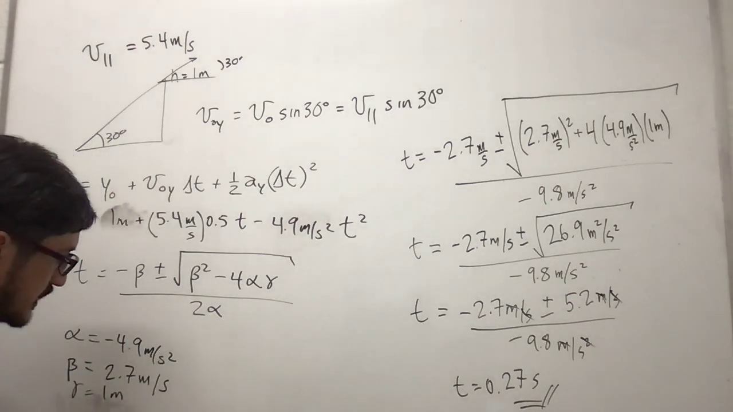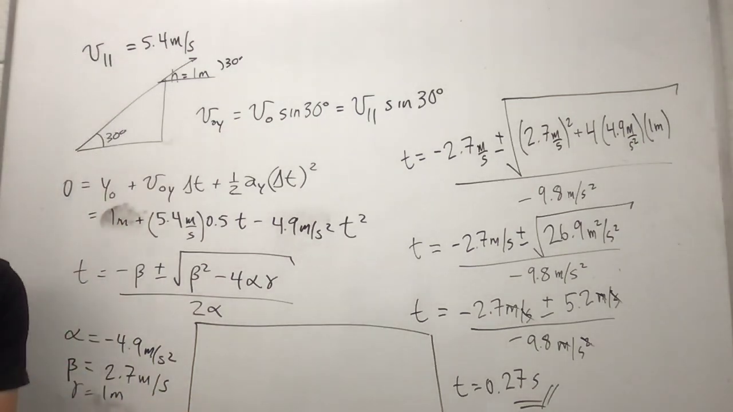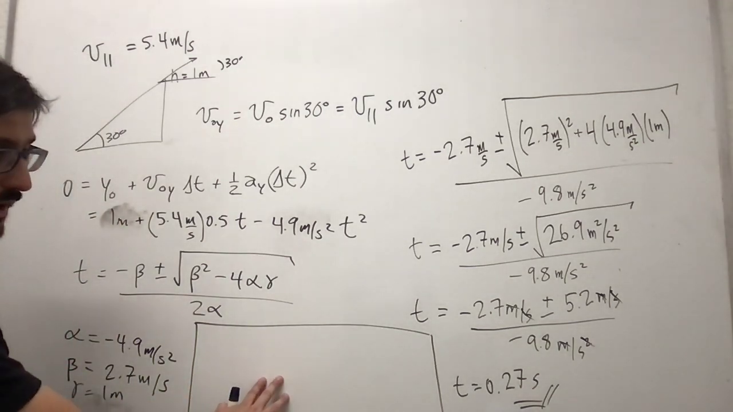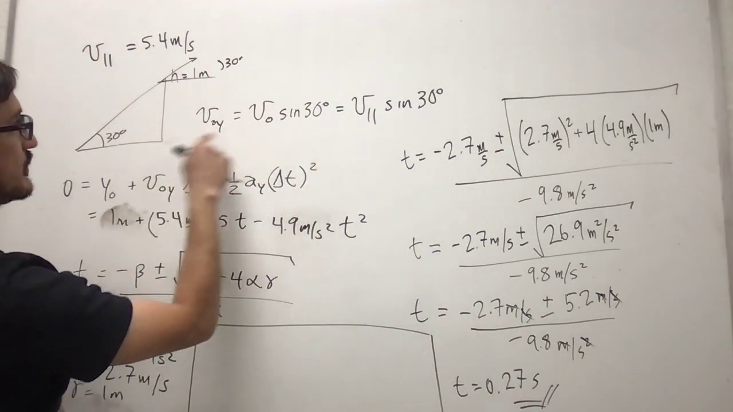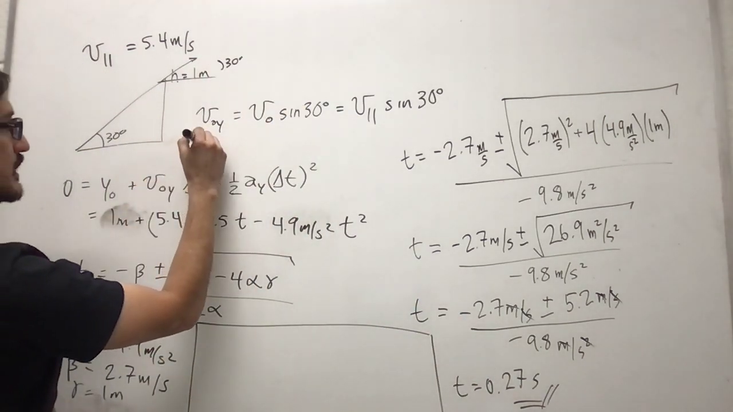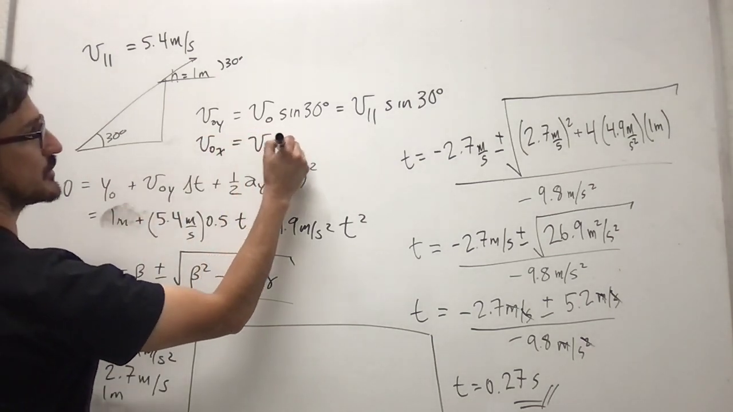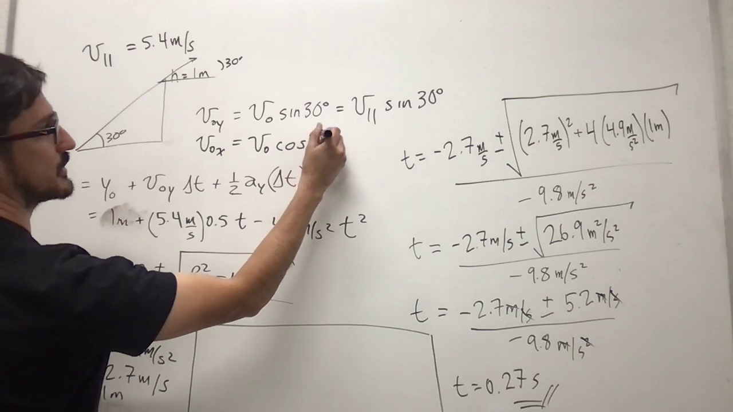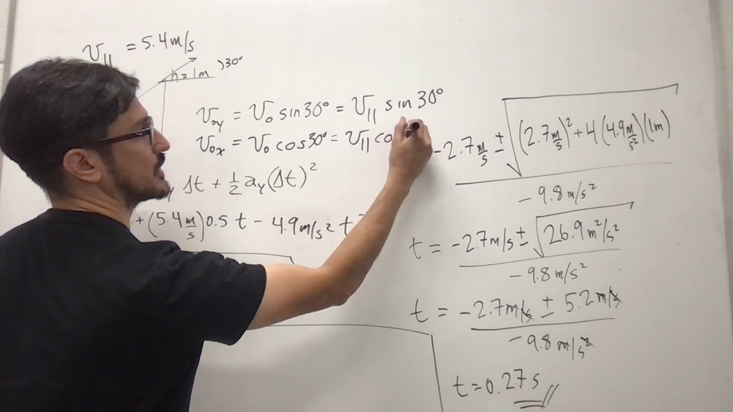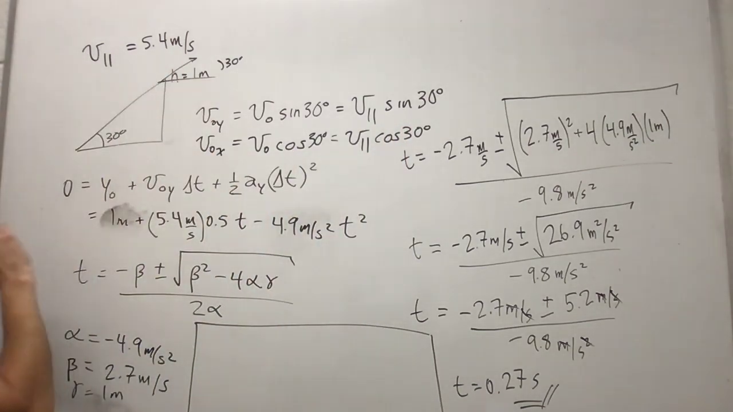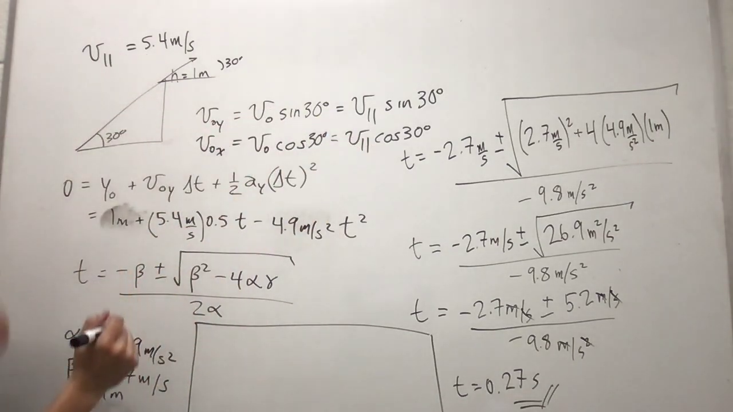Now that we have the time that it is going to take the skater to touch the ground, we know that the initial velocity in x is the initial velocity cosine 30 degrees, which is the velocity parallel to the plane cosine of 30 degrees. So the initial velocity for this segment is 5.4.